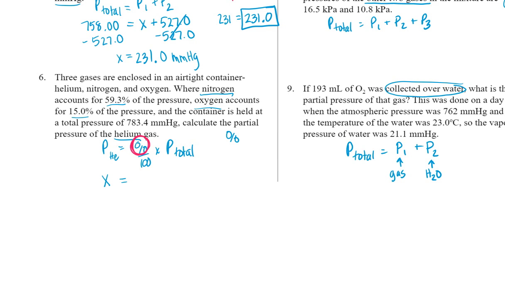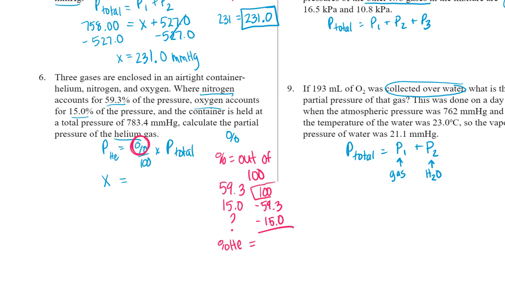We know that percentage means out of 100. And I know that 2 of the gases are 59.3 and 15.0. So I should be able to solve for the percentage of the third gas. If I do 100 minus 59.3 and minus 15.0, this is going to equal the percentage of the helium. The reason I know that is because percent always means out of 100. That's the maximum score you can ever get on a test. So when I subtract all of this, I get 25.7%. That's the percentage that I need. Because they didn't give it to me, I had to solve for it before I can put it in my formula. Now I can go on.